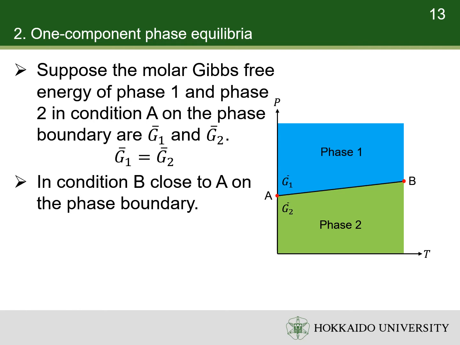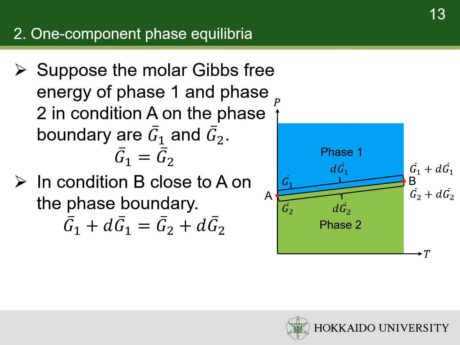In another condition, B, which is also on the phase boundary and is close to A, the molar Gibbs free energies of two phases are also equal. In the condition B, the molar Gibbs free energy of phase 1 is G1 plus dG1. The molar Gibbs free energy of phase 2 is G2 plus dG2. Thus, dG1 is equal to dG2.